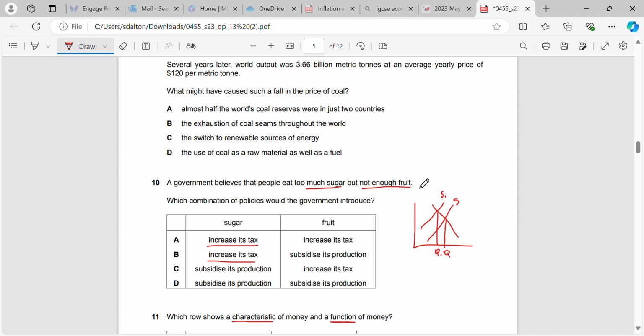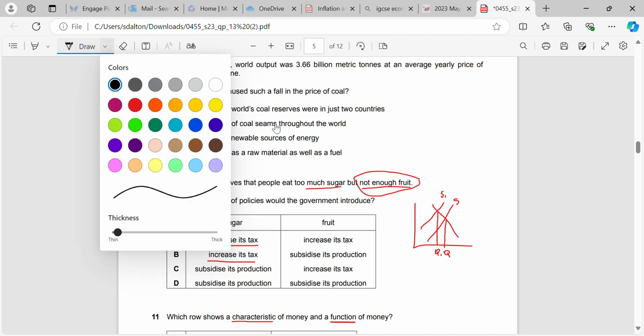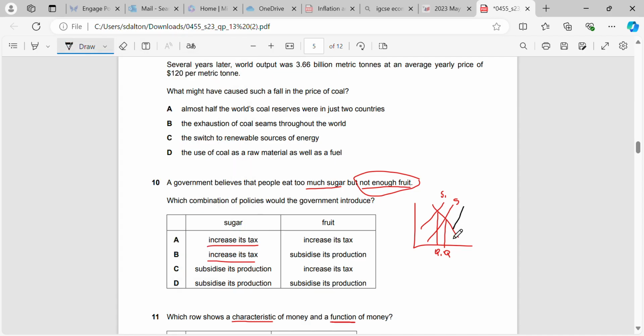So for fruit, people are not eating enough fruit, so we want to get them to eat more. So what we'll do in this case is the government will provide a subsidy, because they'll want to shift supply to the right. So we'll want to reach a quantity point around here, which is higher than we were initially. So we'll subsidize their production. Remember that a subsidy shifts supply to the right, indirect tax shifts supply to the left.